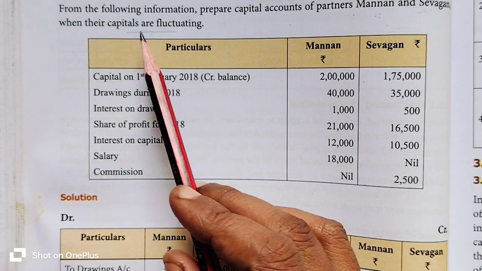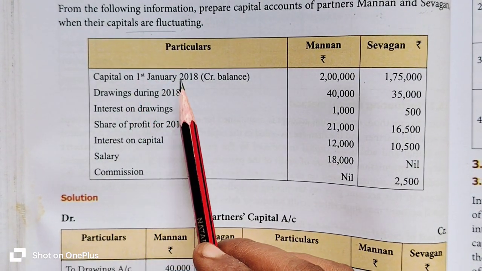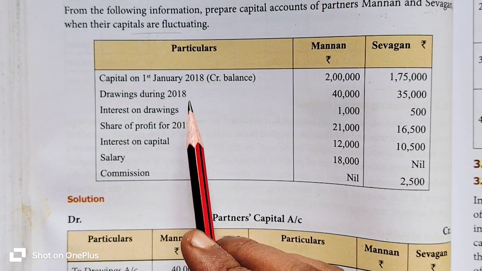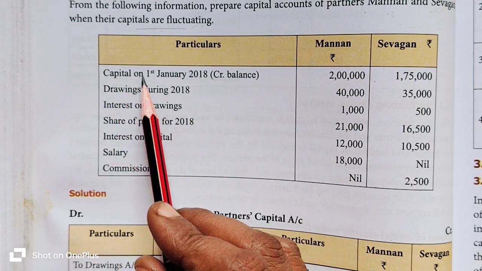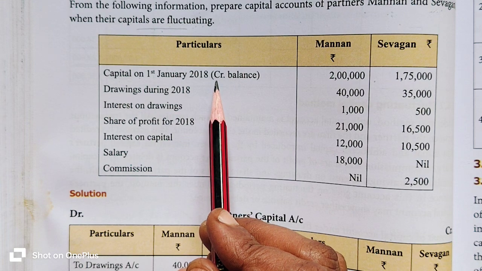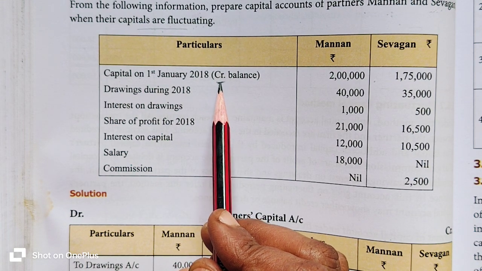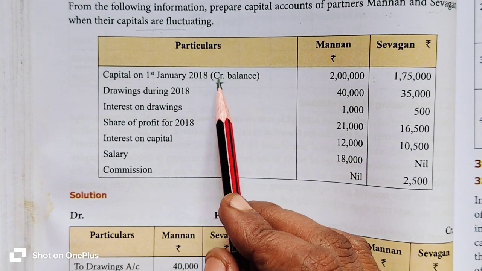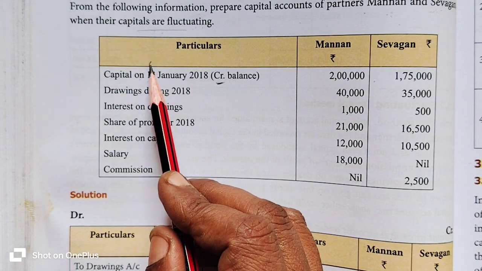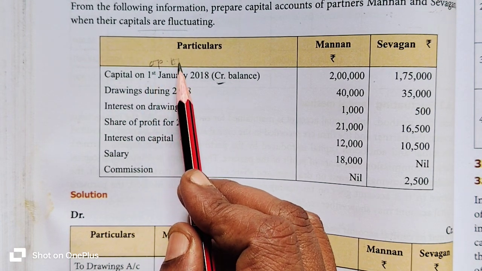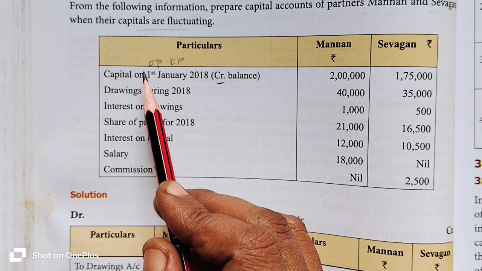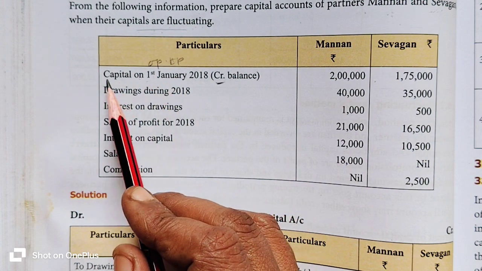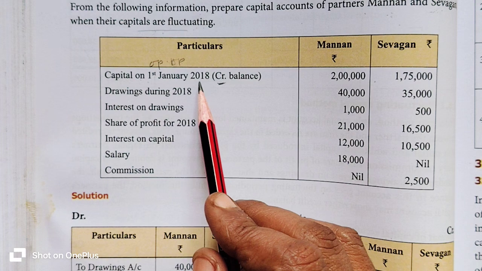As per the fluctuating capital method, first we have to identify and mark the given information. Capital on 1st January 2018, credit balance, they have given here as a clue. So 1st January means what? Opening balance. So the initial capital introduced by the partners of the business is the opening balance. Where is it to be recorded?